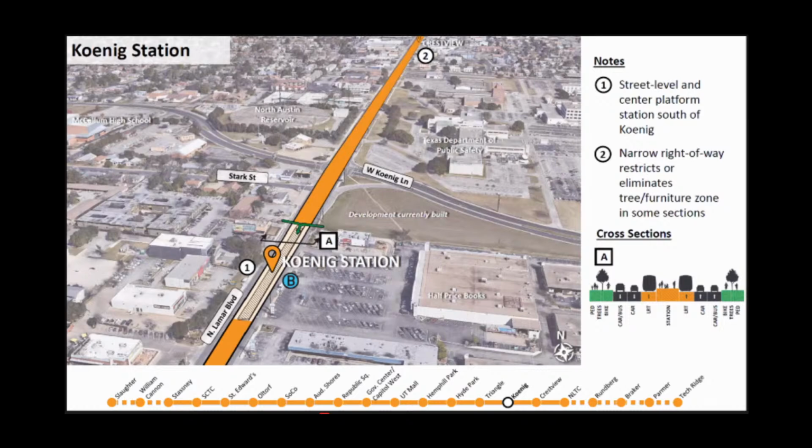The existing right-of-way is extremely constrained in this area, including the entire length of North Lamar from the Triangle to Airport Boulevard, which is north of this image. Because of this, we are showing full bicycle and pedestrian facilities in this area, but the tree furniture zone varies based on the right-of-way constraints and minimizing impacts to structures. The tracks are at grade and running in the center in this area. The center platform Koenig station is located south of the intersection.